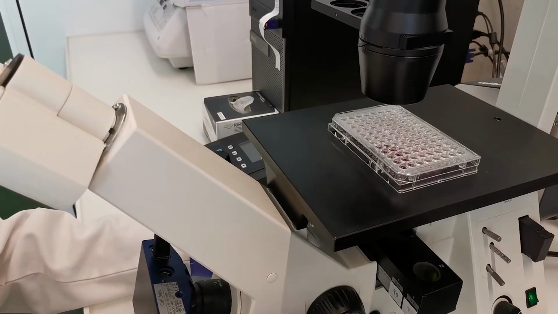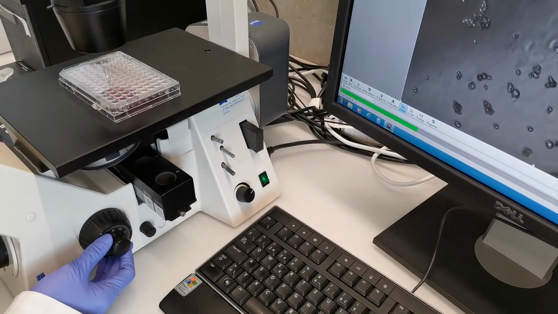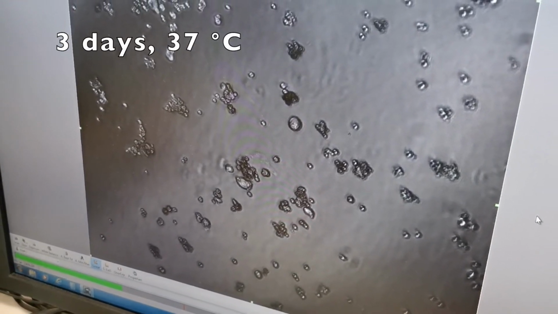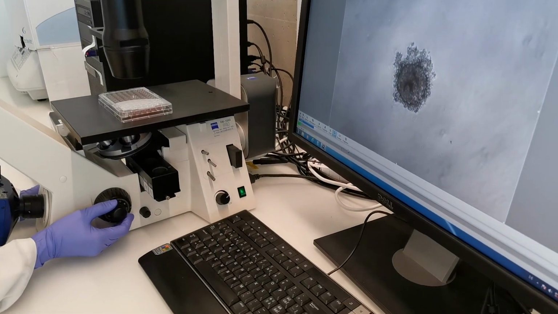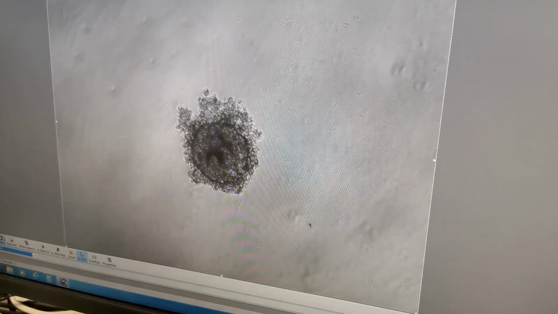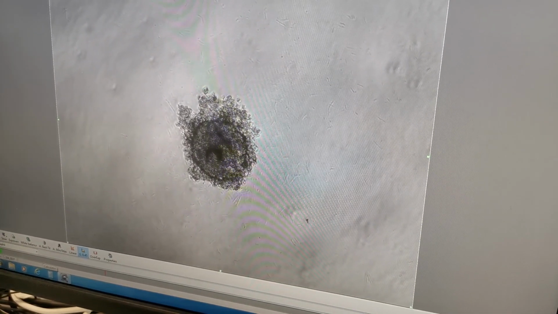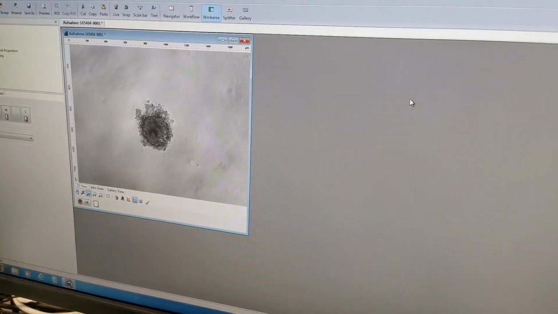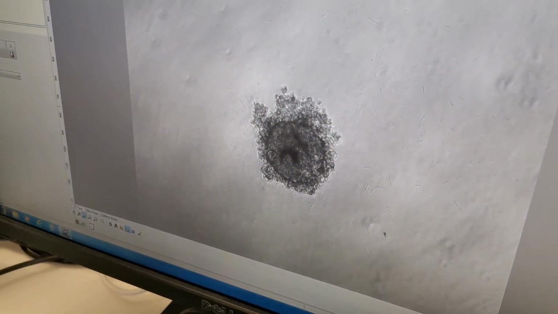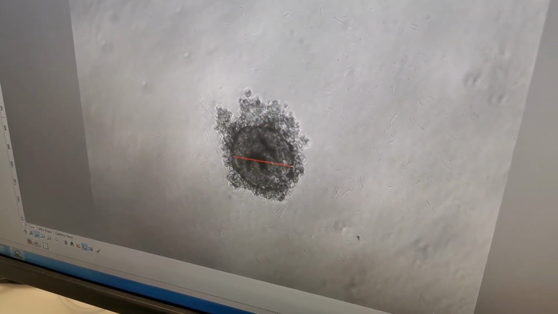Proper seeding is checked under a light microscope. At this stage, cells are still dispersed in the wells. The formation of the 3D spherical microtissues will require 3 days of cell aggregation at 37 degrees in an incubator. Following the 3 days of aggregation, the formation of the microtissues is checked under a light microscope. Here we can see the formed microtissue. The size of the microtissue is approximately 250 micrometers.